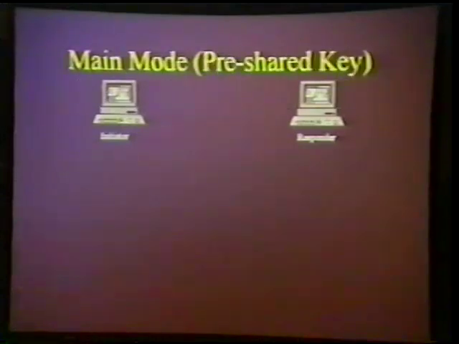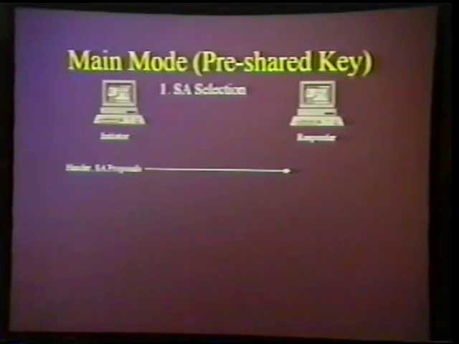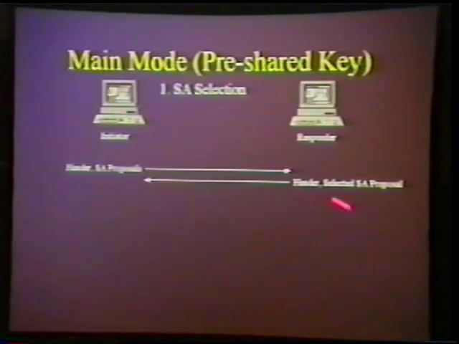Okay, and the final is going to be main mode using a pre-shared key. And this is going to be the least secure, that you probably don't want to implement unless it's completely necessary that you do. Same thing happens in the first exchange, exactly the same as it was for certificates. You select the SA. This SA is going to say, yes, we are going to do a pre-shared key exchange.